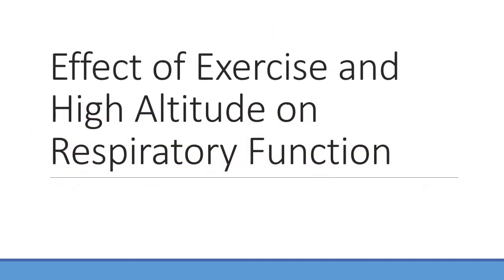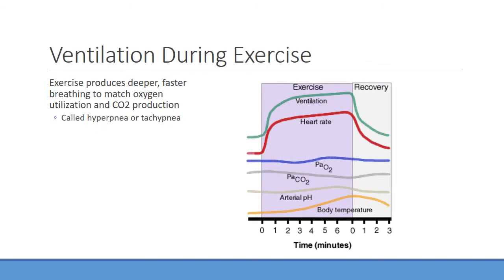So moving on, we'll look at the effect of exercise and high altitude on respiratory function. Looking at ventilation during exercise, we know that when you exercise, you're having deeper and faster breathing, and this is in order to maintain the oxygen utilization and also the CO2 production that's happening here. So we'll have hyperpnea, which is this increased depth of breathing. You're going to be having larger inspirations. And then you're going to have tachypnea, which is that increased rate of breathing. So if your normal breathing rate at rest is say 12 breaths per minute, maybe it goes up to say 20 breaths per minute. So it'd be tachypnea.